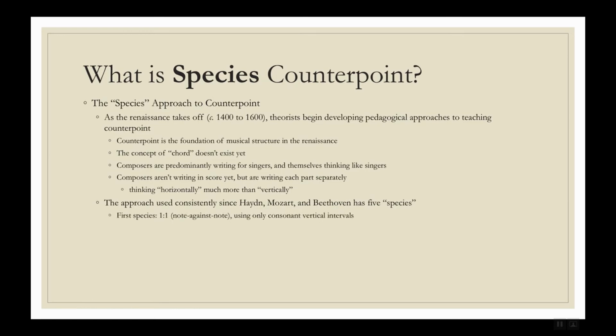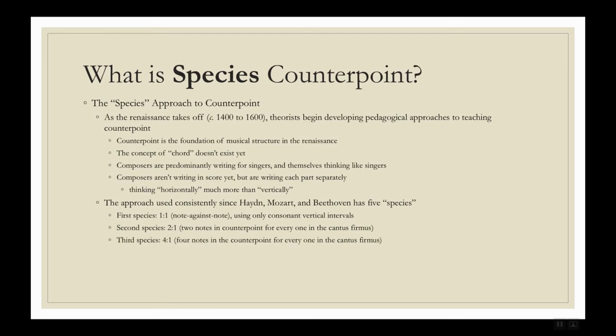1 against 1. 1:1 means 1 against 1 or note against note counterpoint. And it uses only consonant vertical intervals. Second species, 2 against 1. 2 notes in the counterpoint for every 1 in the Cantus Firmus. And you get to use one specific type of dissonance in that one called the passing tone.